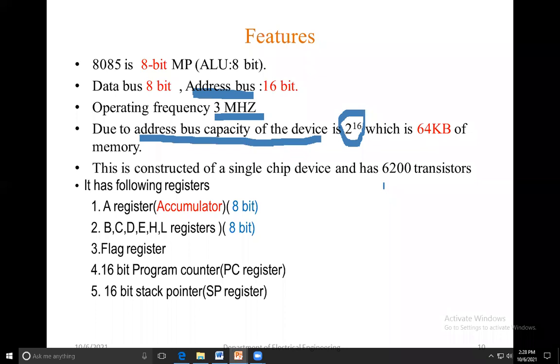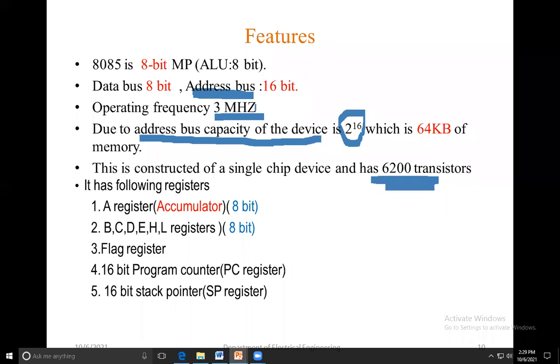Then you should remember how many transistors there are. They may ask in the online examination, so you must remember 6200 transistors are required to construct the 8085. See, this is the chip, the black chip with 40 pins. But inside this chip there are 6,200 transistors, arranged in such a way that the microprocessor is manufactured. Okay.